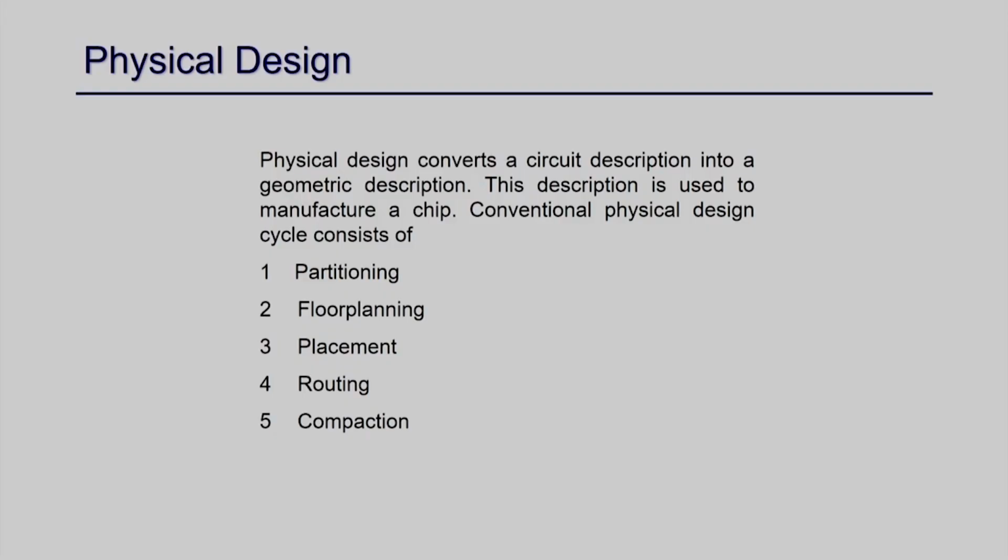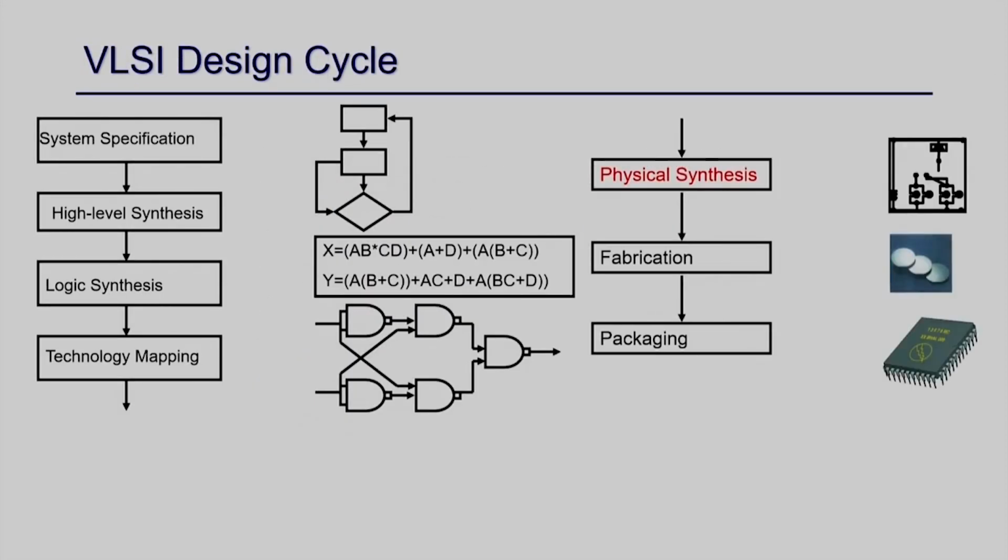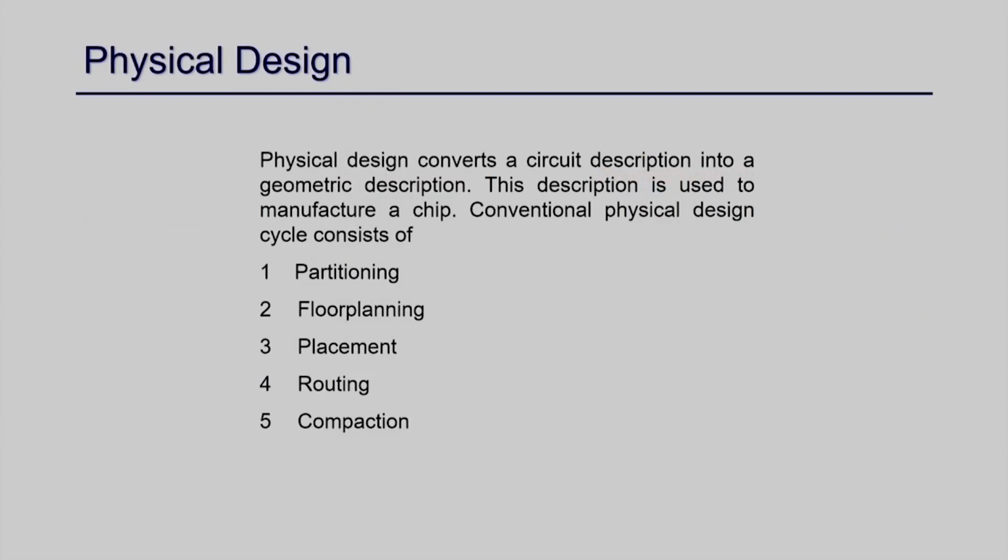So, let us go into these physical design steps. In physical design the sub steps are partitioning, floor planning, placement, routing and finally, compaction. We are going to talk about partitioning, floor planning, placement and routing, what they are and what the objective of each sub step is, right.